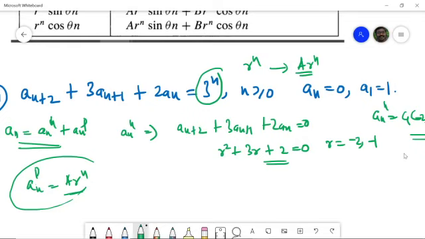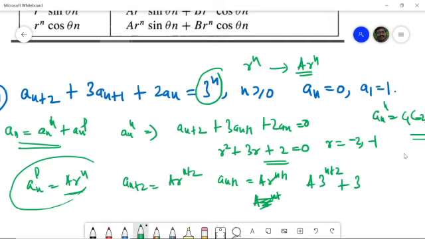Now if you substitute this value of a_n in this equation, a_(n+2) would be simply A r raised to n plus 2, and a_(n+1) would be simply A r raised to n plus 1. So you substitute this. Your r is here 3, so A into 3 raised to n plus 2 plus 3 into A into 3 raised to n plus 1 plus 2 into A into 3 raised to n is equal to 3 raised to n. This is obtained by directly substituting the values in the given equation.